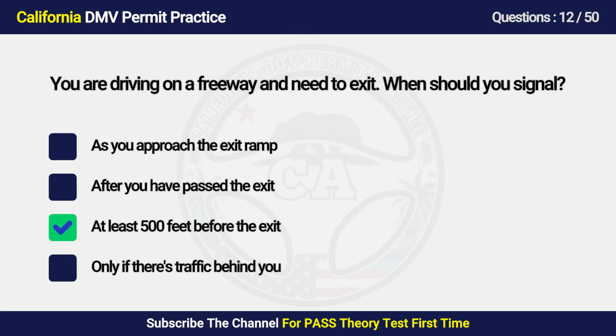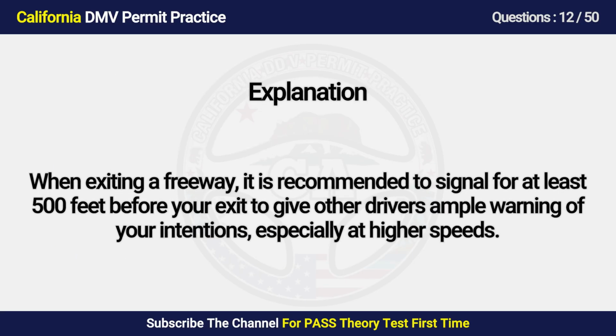Answer is C. At least 500 feet before the exit. When exiting a freeway, it is recommended to signal for at least 500 feet before your exit to give other drivers ample warning of your intentions, especially at higher speeds.